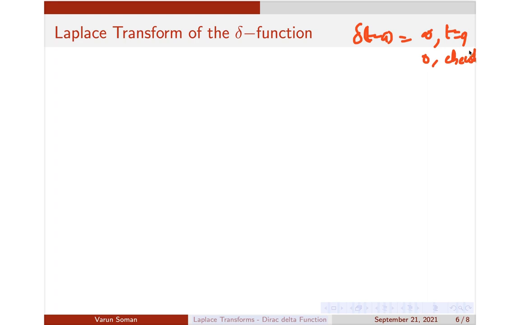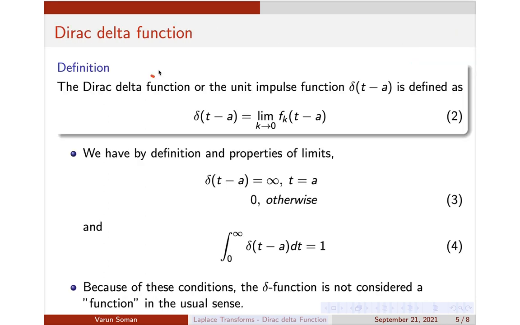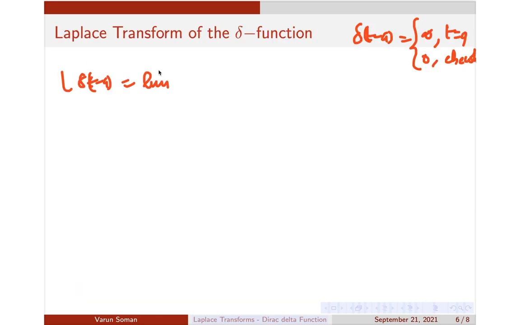Now using this definition, you cannot find the Laplace transform directly because your integral will have the limits 0 to infinity. So infinity will be coming inside the integral, so you cannot use the definition directly. So what I am going to do is find the Laplace transform of delta t minus a as the limit of the Laplace transforms of the other limiting functions.